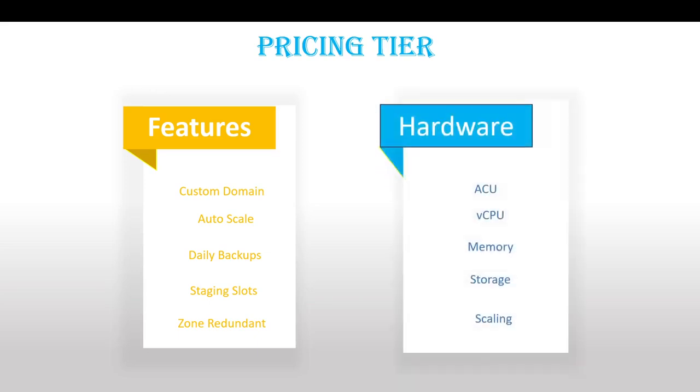The fundamental component of the App Service Plan is the pricing tier. The higher the pricing tier, the better the infrastructure and the features you get. This pricing tier has two important subcomponents: one is features and the other is hardware. We will discuss these in more detail in the demo.